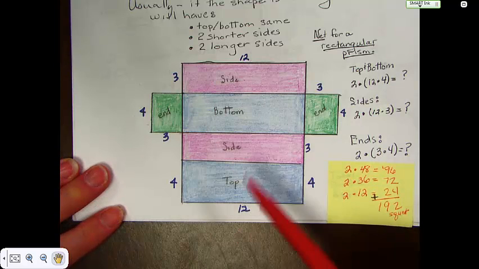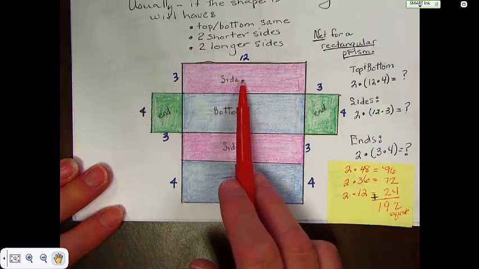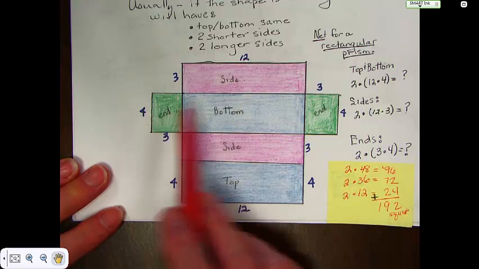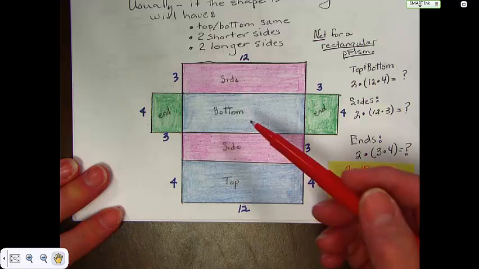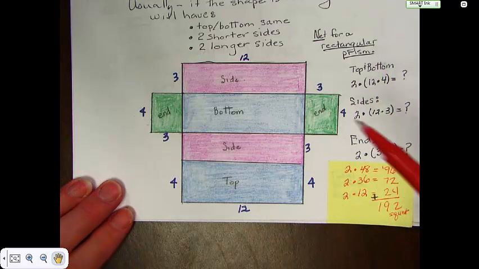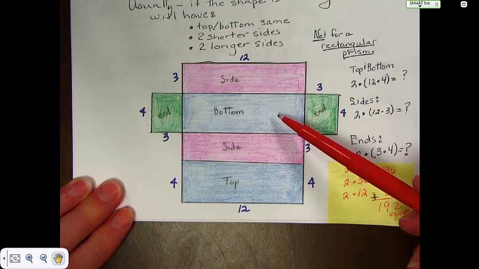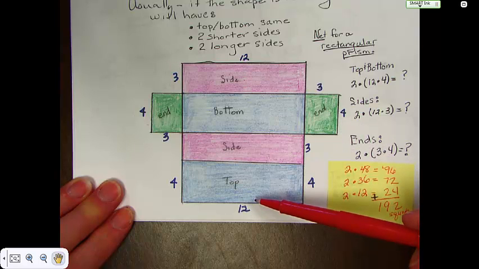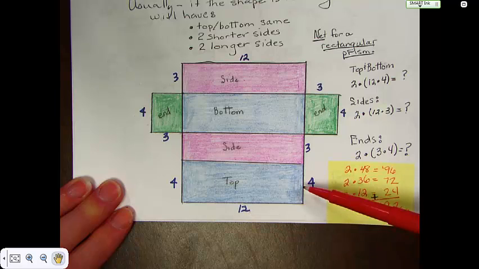This is a bottom and a top. This is the sides that come up and the ends that come up, and then this top folds over the top. To find the surface area of this particular shape, you would find the surface area of the bottom and the top. They'd be the same, so you'd take 2 times 12 times 4 because they're rectangular.